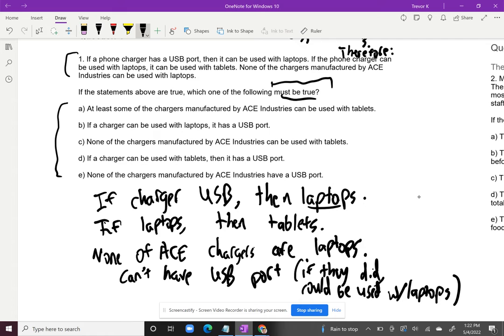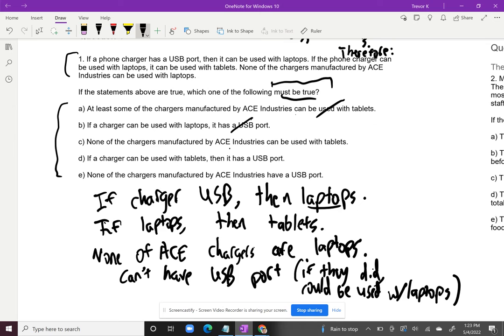So let's go through. A: at least some of the chargers manufactured by Ace Industries can be used with tablets. No, that's not really at all supported. B: if a charger can be used with laptops, it has a USB port. That's just reversing it. That's a classic LSAT trick. It only goes one way. If it has a USB port, then it can be used with laptops. In other words, if a phone charger has a USB port, you can guarantee it can be used with laptops. Or, saying that a phone charger has a USB port is sufficient to say that it can be used with laptops. None of these go the other way.